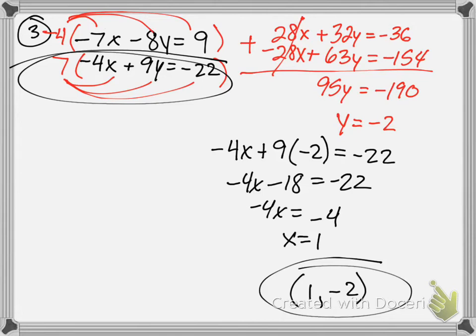So this was your quick review of solving systems using the elimination method. Just remember you have to have your like terms lining up and you have to have the same number but different signs. Okay, that part's really important. Same number, different signs.